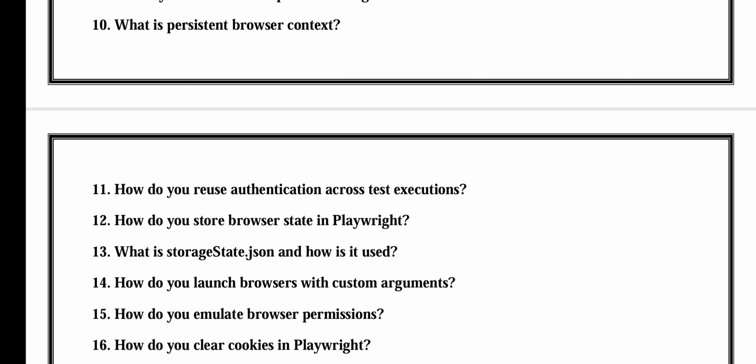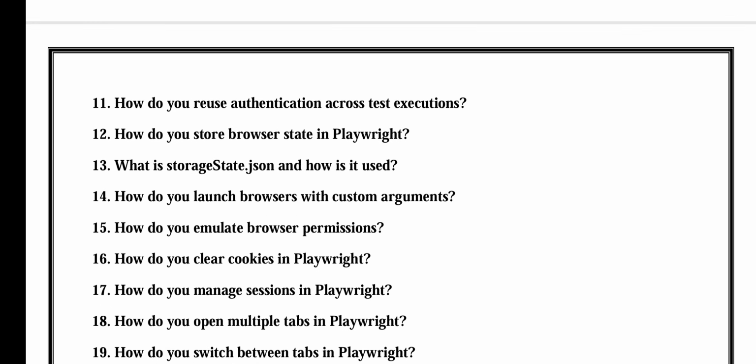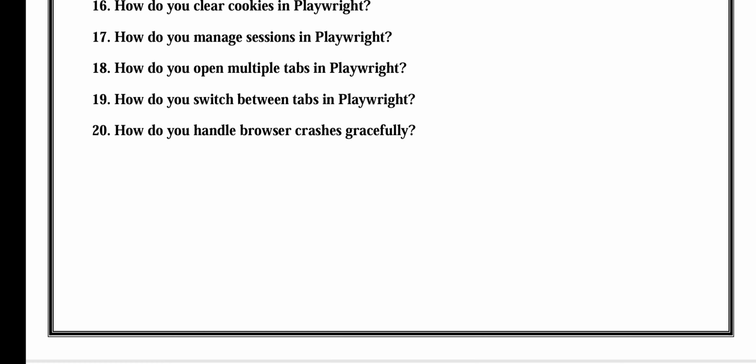How do you launch browsers with custom arguments? How do you emulate browser permissions? How do you clear cookies in Playwright? How do you manage sessions in Playwright? How do you open multiple tabs in Playwright? How do you switch between the tabs in Playwright? How do you handle browser crashes gracefully?